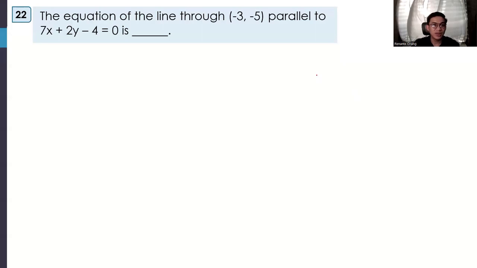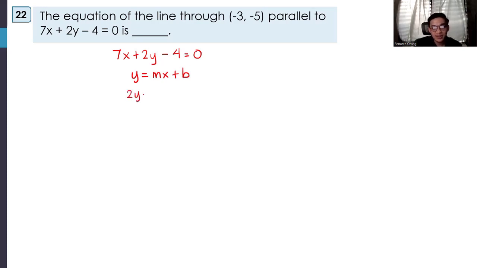Number 22. The equation of the line through negative 3 and negative 5 parallel to 7x plus 2y minus 4 is equivalent to 0 is blank. So first thing that we need to do is to find the slope of this equation. 7x plus 2y minus 4 is equivalent to 0. Take note of the equation y is equivalent to mx plus b. So, we will transform this one.